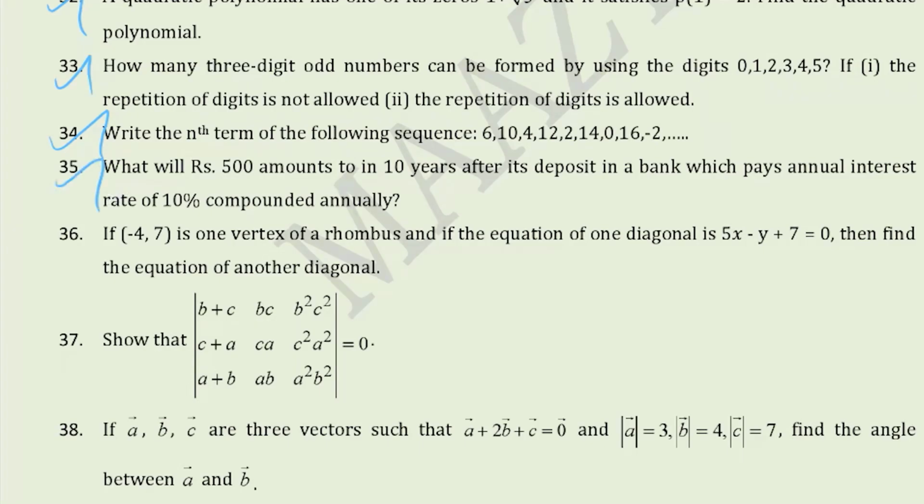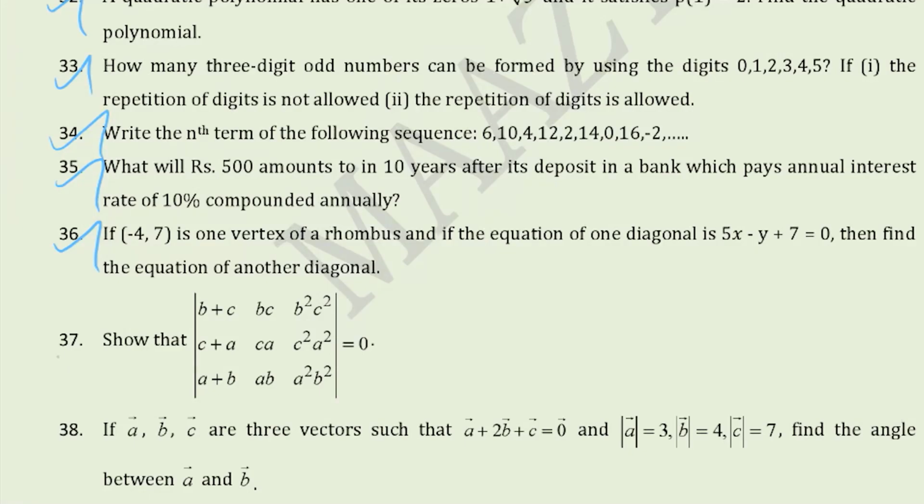Next, question number 35: what will rupees 500 amount to in 10 years after its deposit in a bank which pays an annual interest rate of 10% compounded annually. And the next question gives a rhombus's vertex and one diagonal, and from that we have to find the equation of the other diagonal.